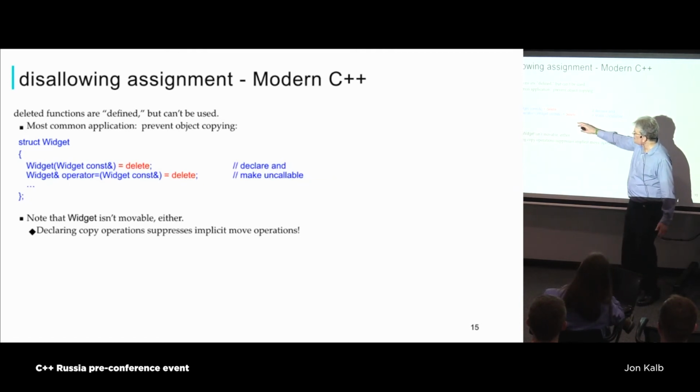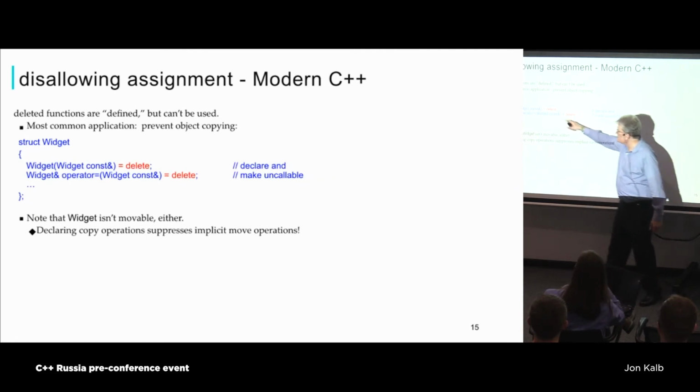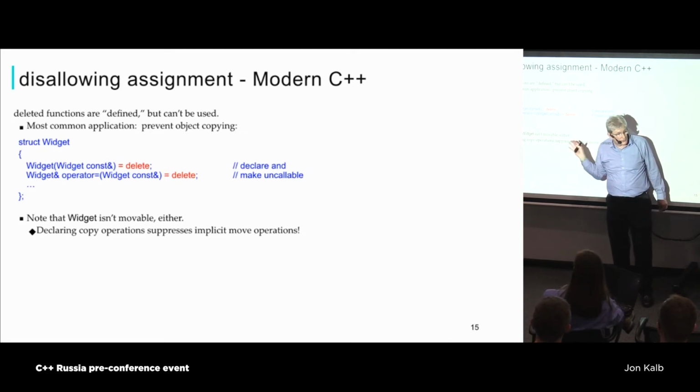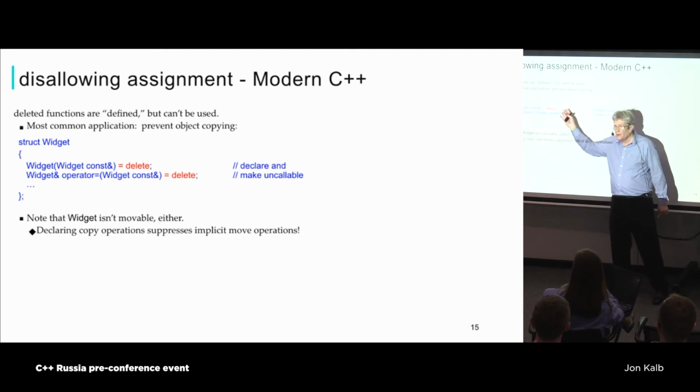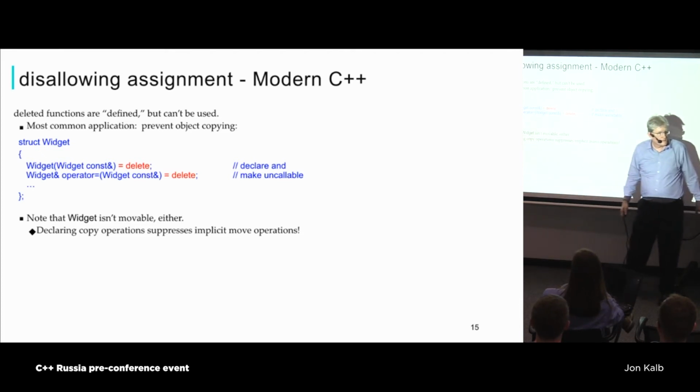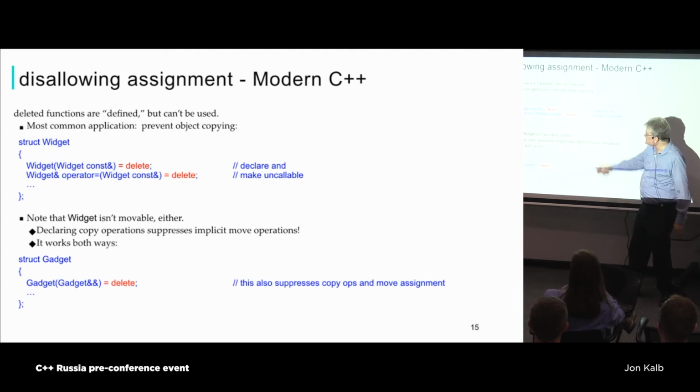So now we can say that copy assignment and copy construction, they're just equal delete. This is considered a declaration. We are declaring them, but we are declaring them to be deleted, meaning not legal. And if you do that, these make them also unmovable.